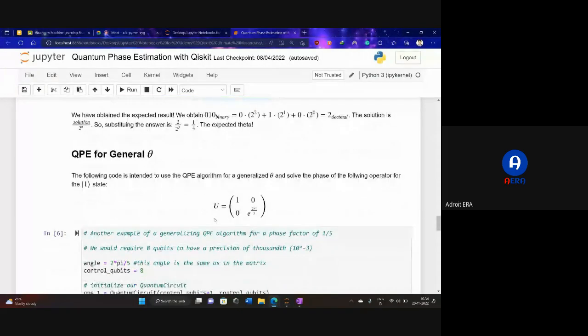So let's say if you have a unitary, some gate which has e^(2 pi i by 5). Therefore, the angle is 2 pi by 5, right? Whatever is associated with i, that is the angle. Now, you can do this in this format. So the code now will be for a general one.